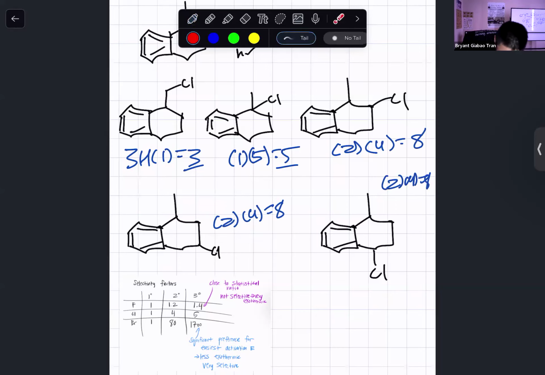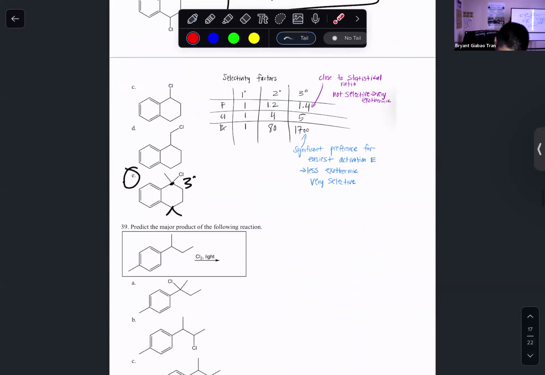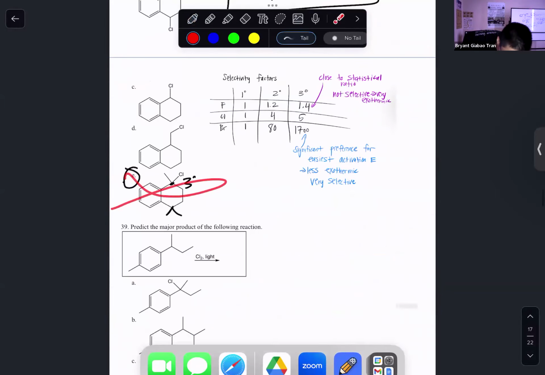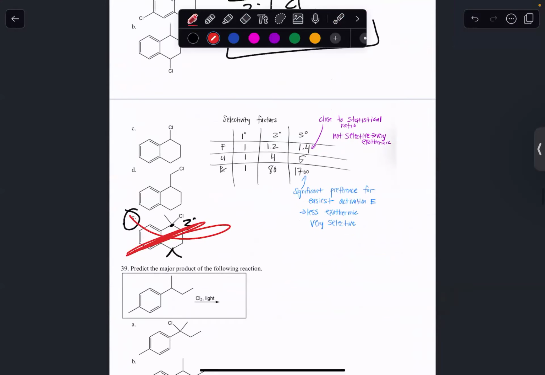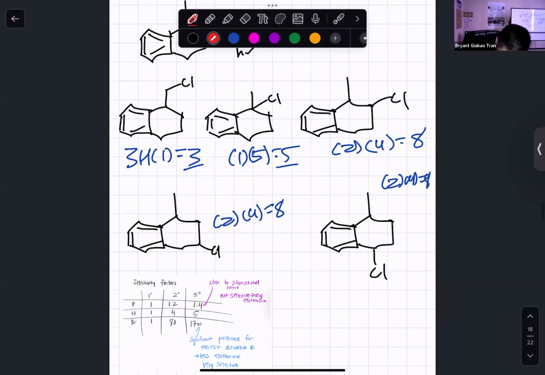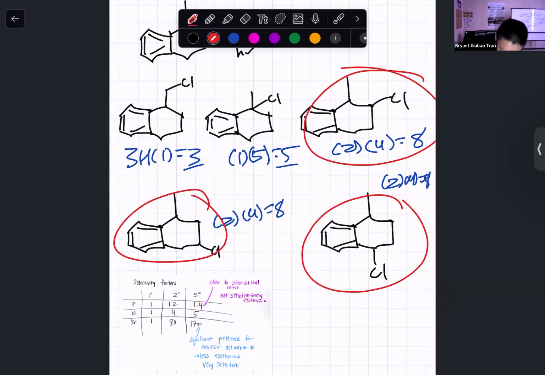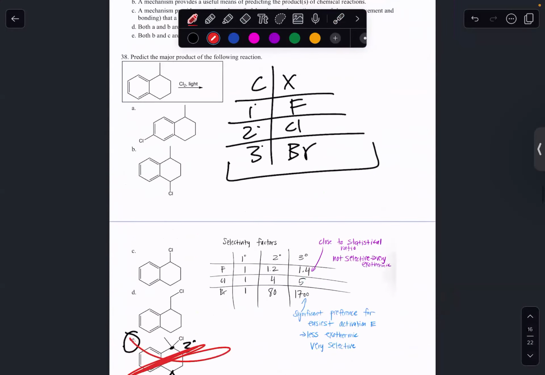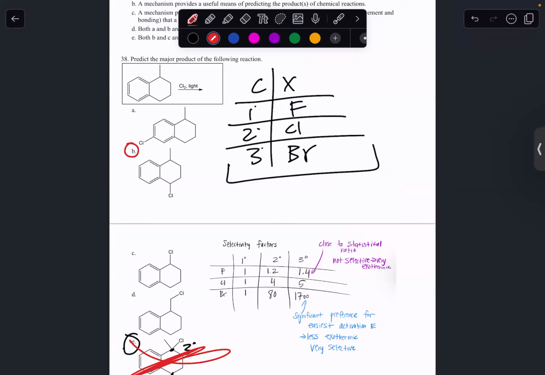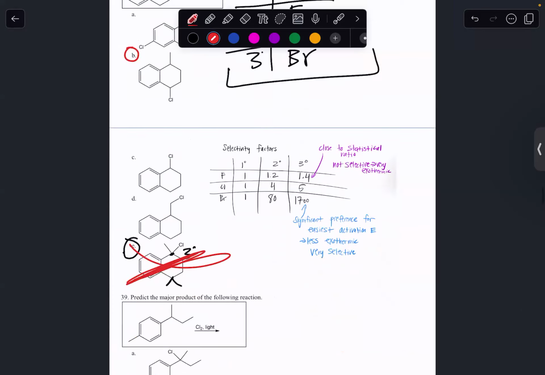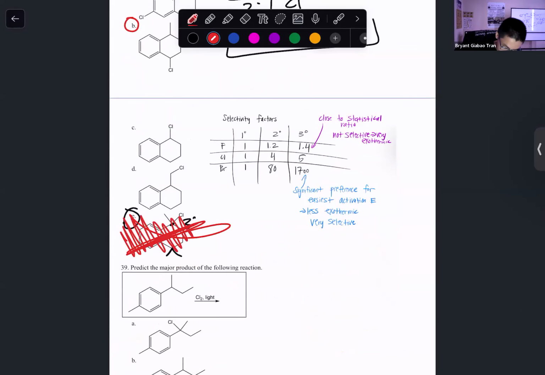So the answer here is not whatever the tertiary one is, right? It's not going to be E. Oh, so it's not E. Yeah, it's not E. It's going to be one of these ones here, this one or this one. They're equally made. Okay, so it's B. Yep, it's B. That's what I put, but she said C, E, so I was confused. Yeah, it's not E.